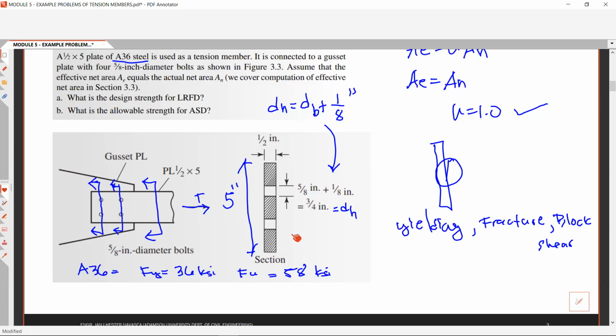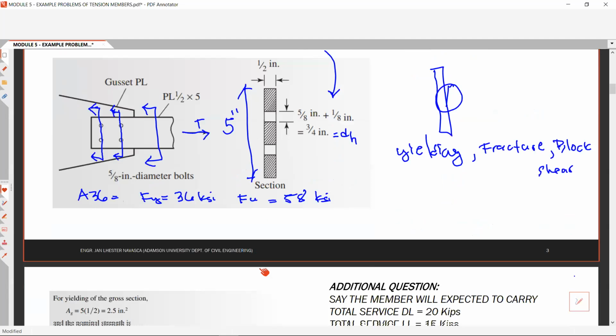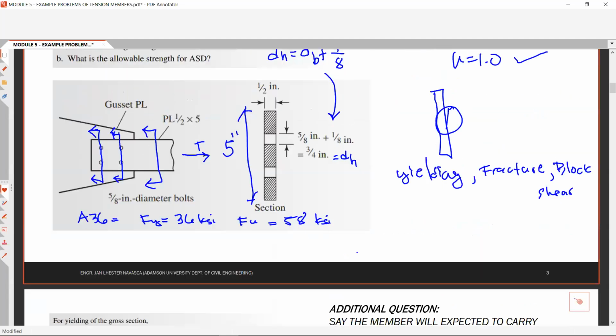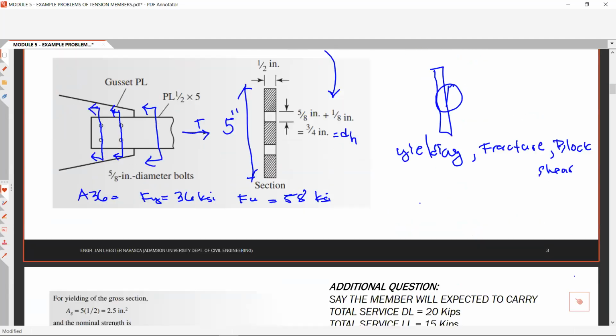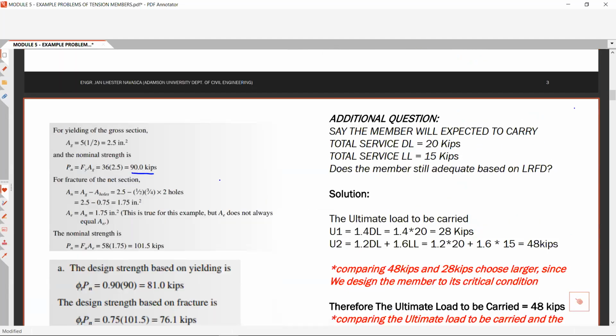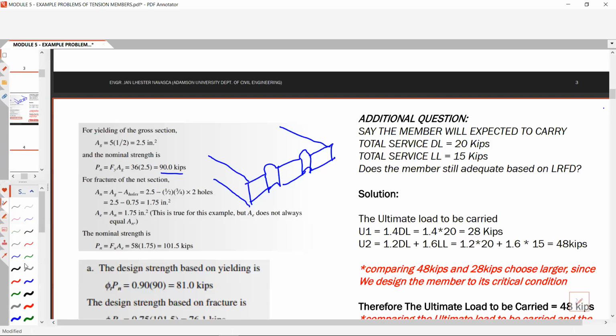Okay, so take note of the net fracture. If we cut a section and draw a 3D figure, if you recall the 3D figure for the net section, we have two holes, then a plate. So this is your plate with net fracture. You have two holes. Then we just need to find the area of this section.